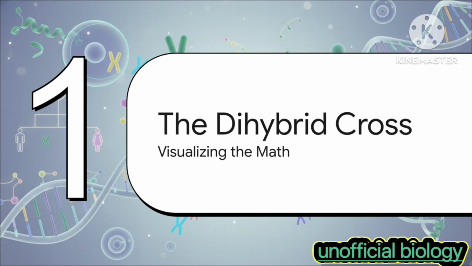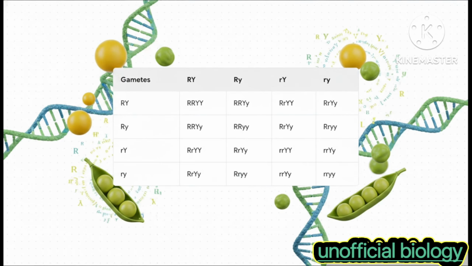Section 2. The dihybrid cross. Visualizing the math. Let's actually see what happens when we test that independent assortment idea by looking at two distinct traits at the exact same time. And this brilliantly illustrates exactly what Mendel saw.